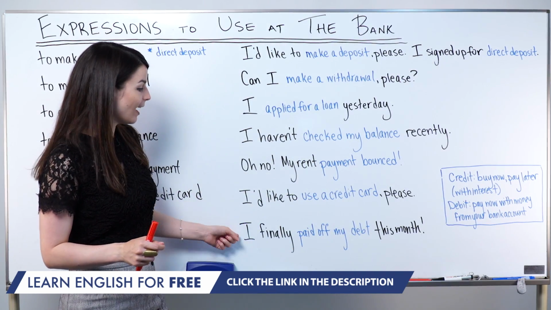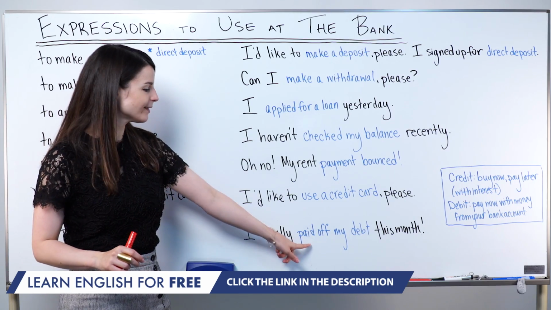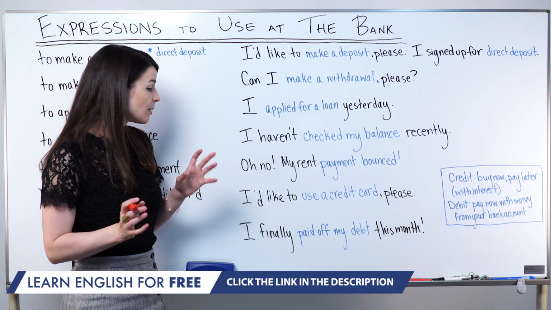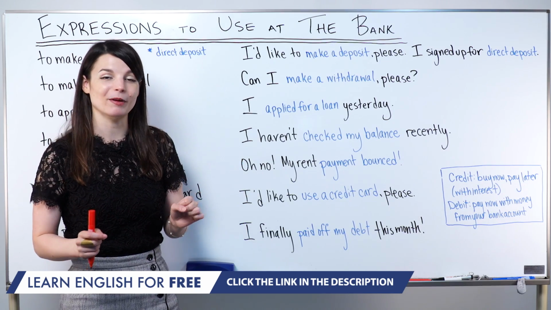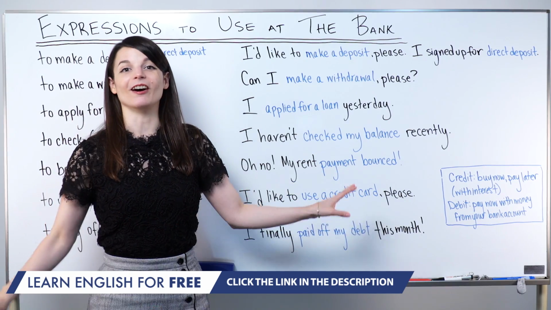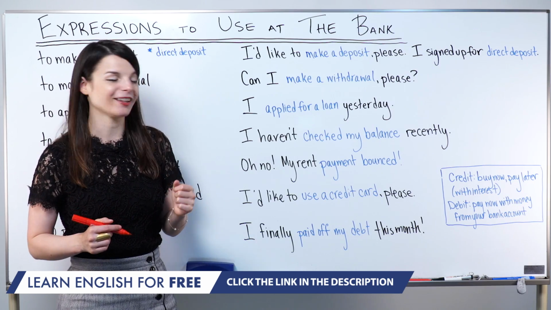For example, I finally paid off my debt this month. So here, past tense, to pay becomes paid. Paid. I finally paid off my debt this month. So again, that means all of my debt is gone. I'm finished paying off my debt. I'm finished paying for these other things.